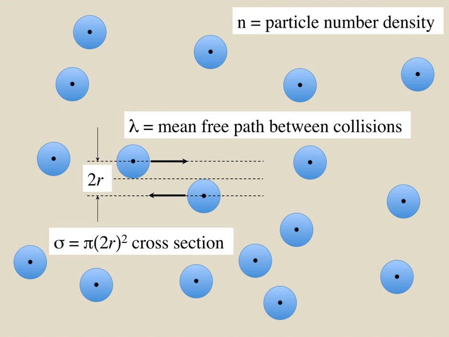Topic: Attenuation of a beam of particles. If a beam of particles enters a thin layer of material of thickness dz, the flux phi of the beam will decrease by d phi according to d phi/dz equals minus n sigma phi.